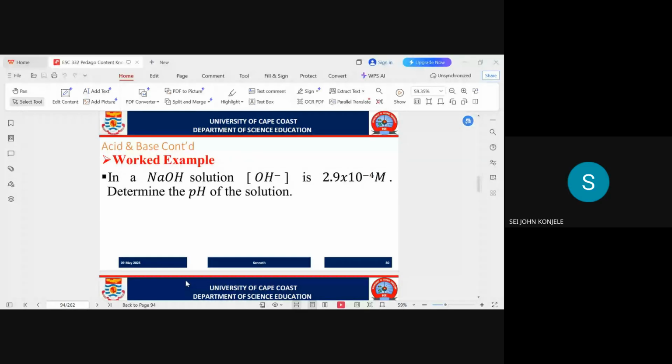But also we know that pOH plus pH is equal to 14. So we factor in the value that we know, which is the pOH, and when we do the substitution, we get pH is equal to 14 minus 3.5. And that will give us pH equals 10.5. I think this is what I have. The pH is equal to 10.5.